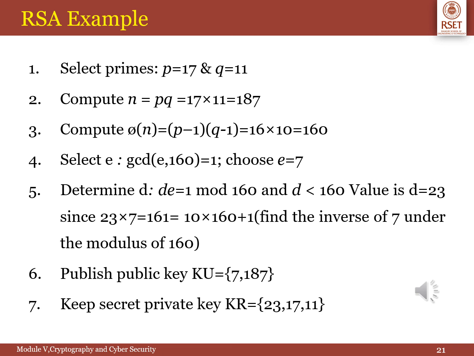Now we publicize our public key. The public key will always be a combination of e and n. So e is 7 and n is 187, and the private key will be the combination of d, p and q. So d is 23, and p and q are 17 and 11 respectively.